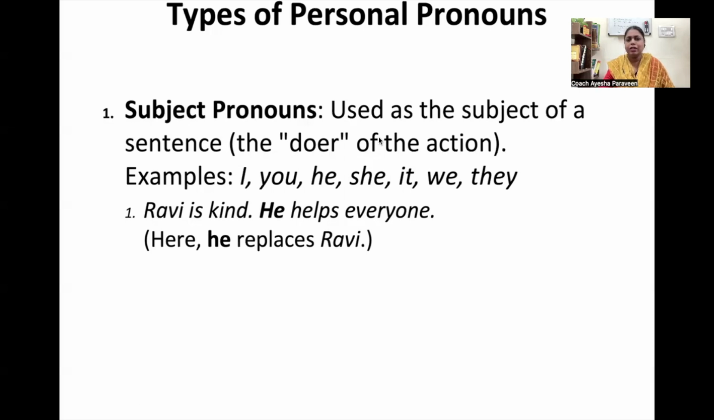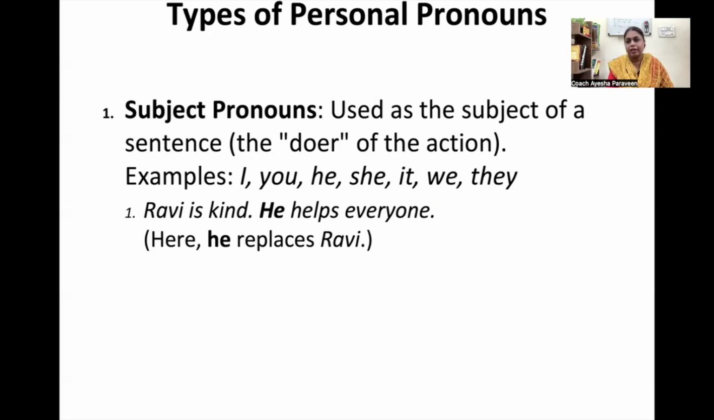So what are subjective pronouns? Subjective pronouns are used as the subject of a sentence, the doer of the action. So subjective pronouns are used in place of a subject. Who is the subject? Subject is the doer of an action and we use subjective pronoun in the place of a subject. For example, I, he, you, she, it, we, they. So all these are subjective pronouns. We'll understand with one example.